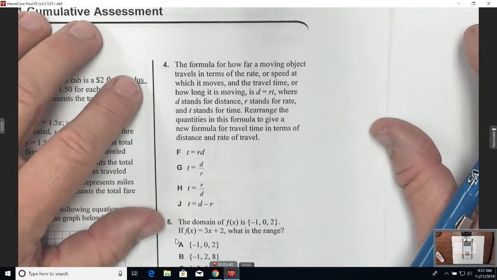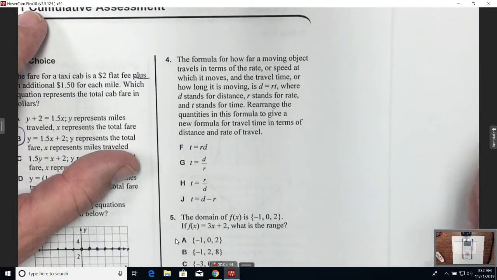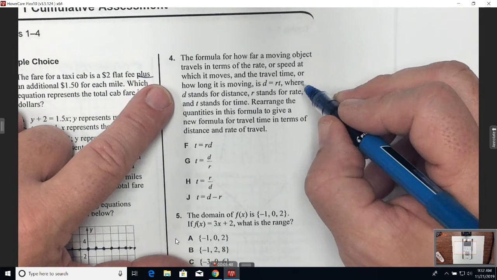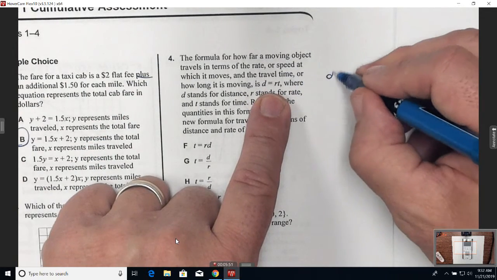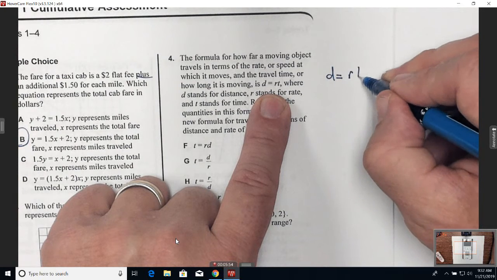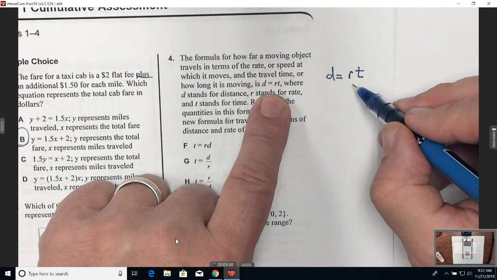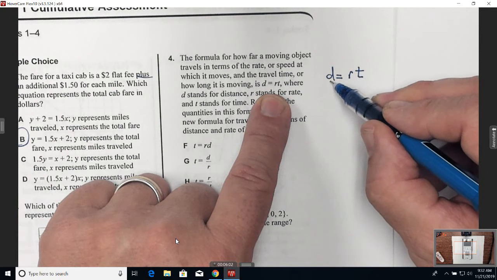Alright, let's go to problem 4. The formula for how far a moving object travels in terms of the rate or speed at which it moves and the travel time or how long it's moving is this formula. The distance is equal to the rate times the time. Now this is not a difficult formula. It's like driving a car going 60 miles an hour for 1 hour. How far could you go?